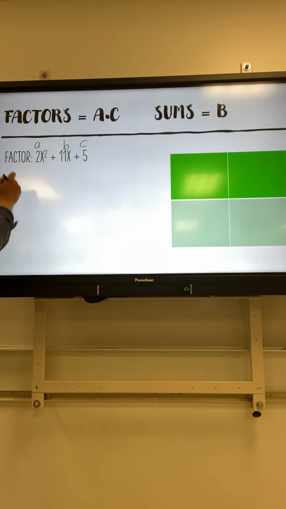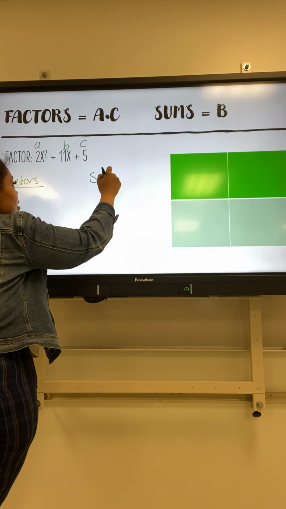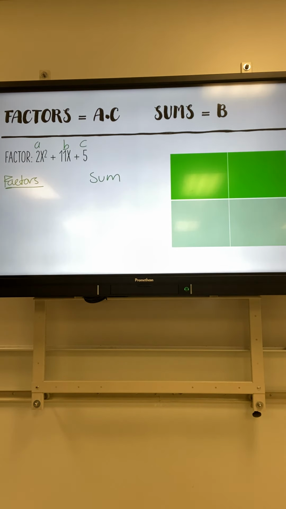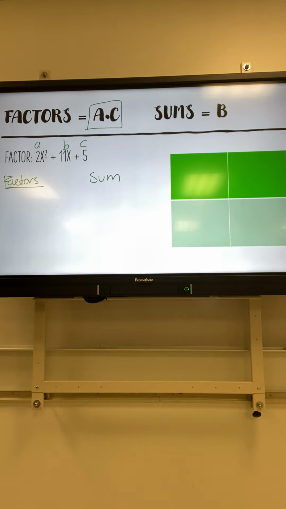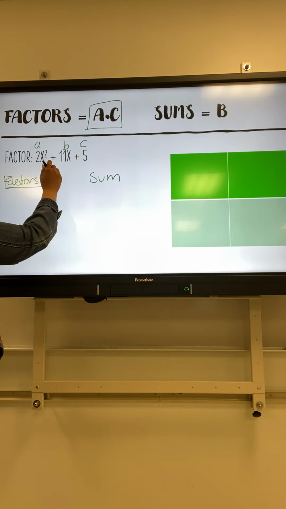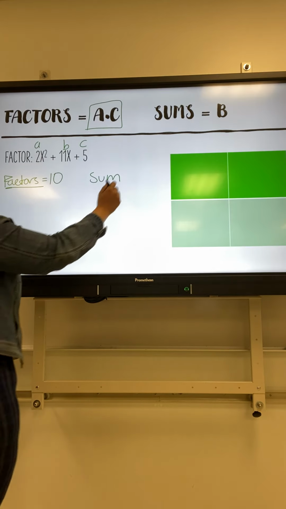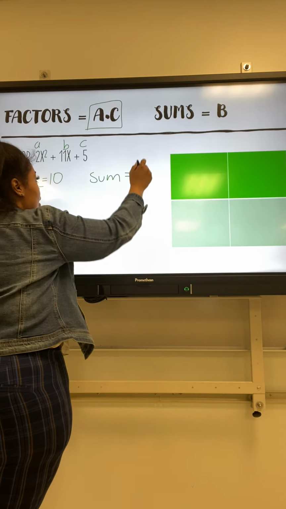Now we want to do the same thing that we did also on Monday. We want to find the factors and we want to find the sum. However, today, when we find the factors, your factors are of A times C. So when we find our factors, we need to multiply A times C. So according to this, A is 2 and C is 5. So we are looking for factors of 10 that sum. We're still using the middle value as our B, so that hasn't changed. So our B value is going to be 11.